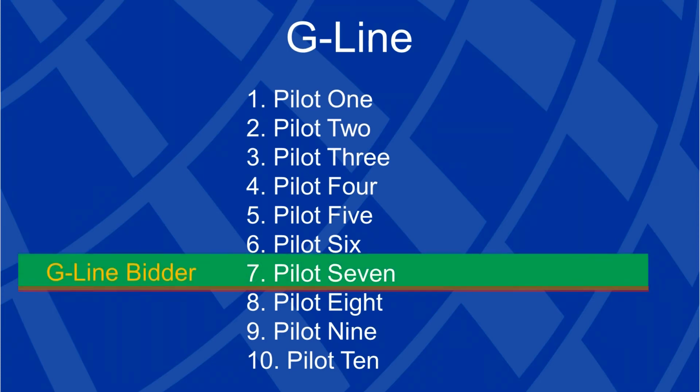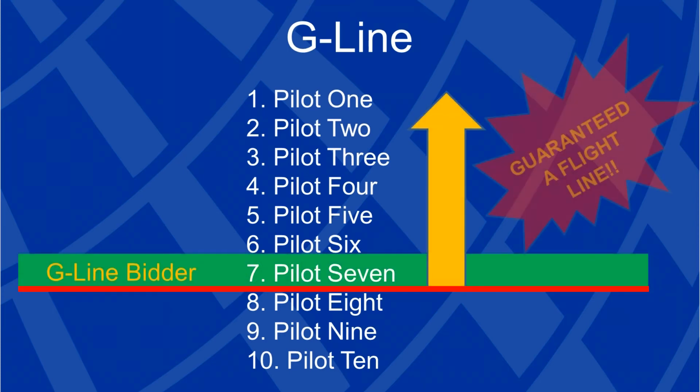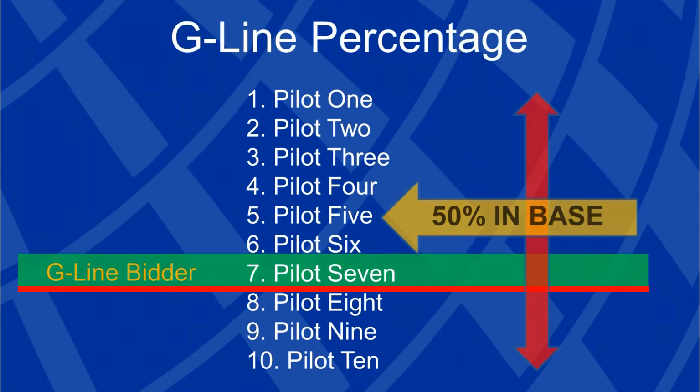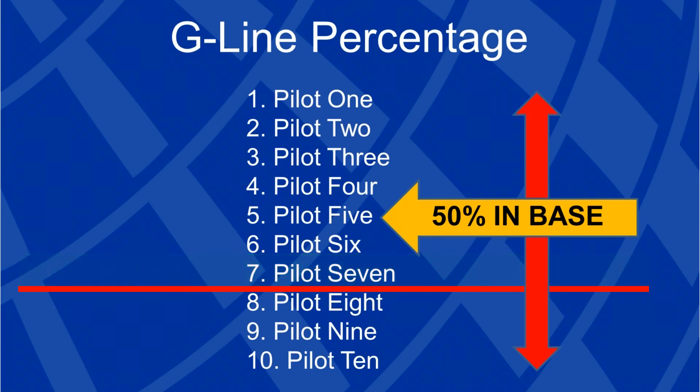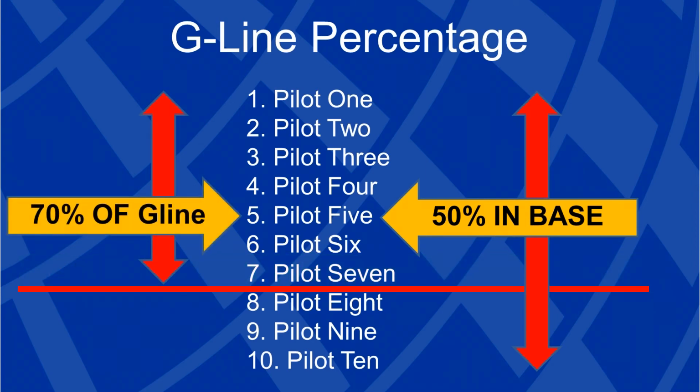The most important number in this box as it pertains to bidding is your percentage of the G-line bidders. At and above the G-line, bidders are guaranteed to receive a line of flying if they bid for one and do not bid for a reserve line. Your percentage of the G-line bidder is important because that's where you effectively bid for a line. You may be staffed at 50% in the category, but your G-line percentage is 70%.